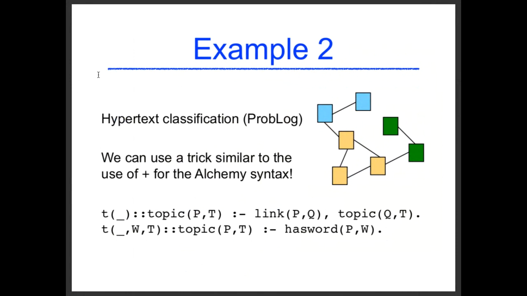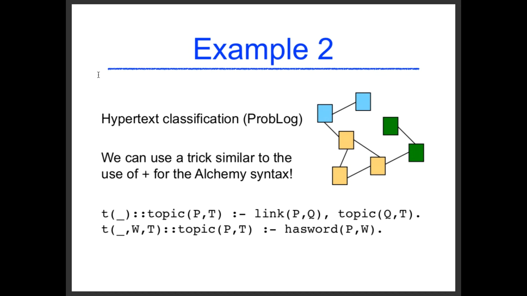If we want to do the same for Problog, you can do the same, also using the trick of specifying something that is similar to the plus sign for Alchemy. So you can specify that you have topic(P,T) if there is link(P,Q) and topic(Q,T), and this is one rule, let's say the relational rule. And then you have also the bag of words rule, which is just one rule, as in the case with the plus sign.